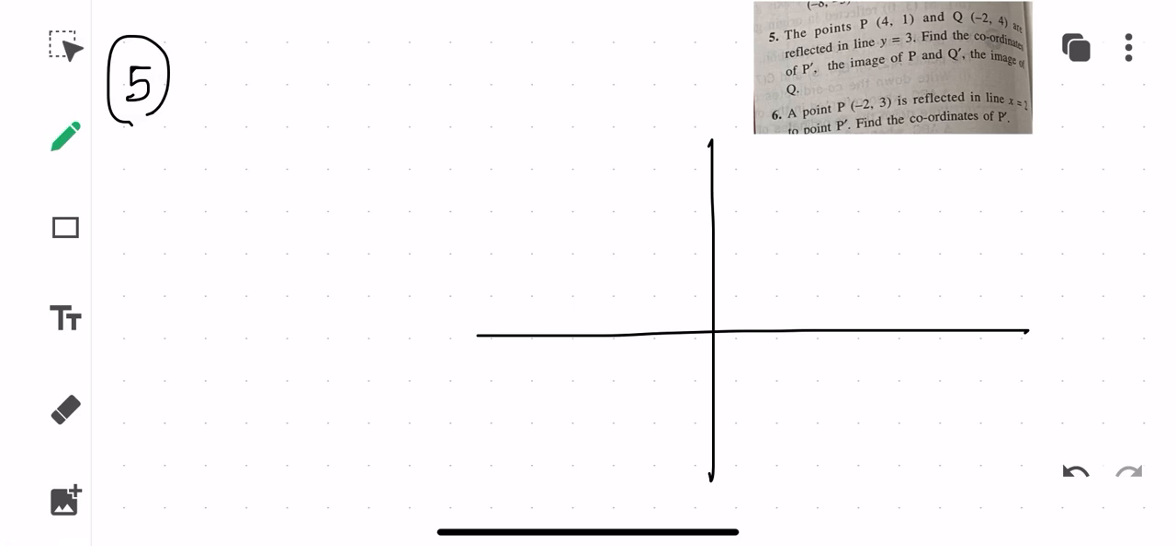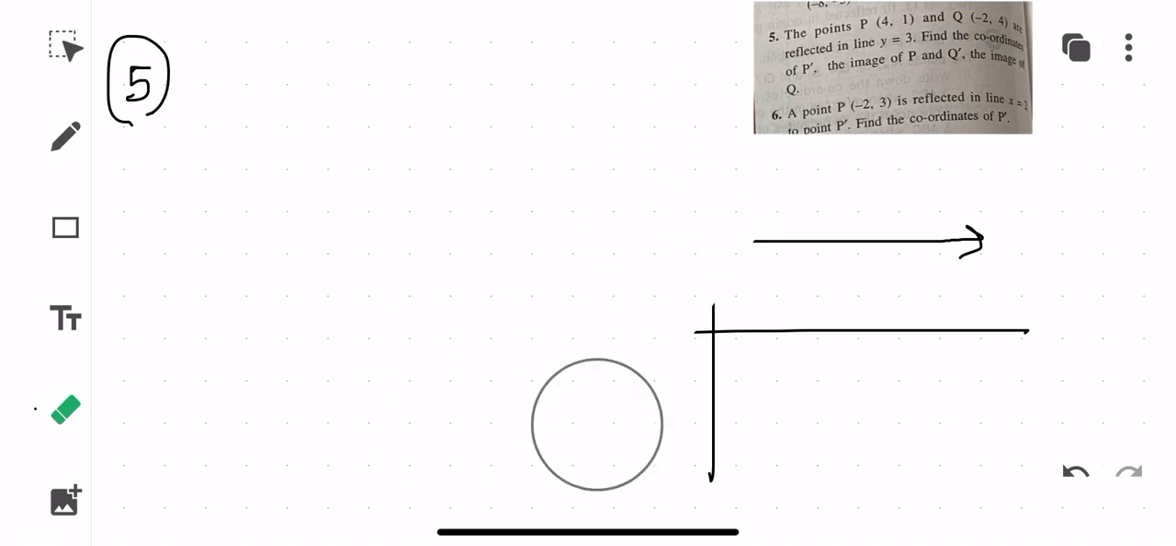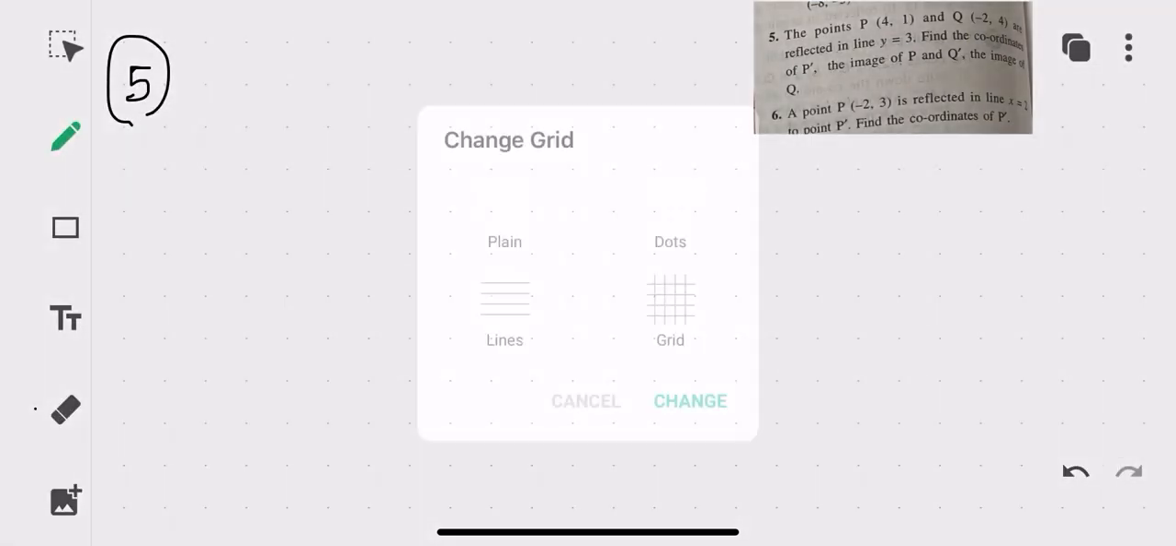See, question number 5. The points given are reflected in the line y is equal to 3. So how is it going to be, children? Suppose this is my graph. y is equal to 3 means what, children? It has to lie parallel to the x-axis. So this can be your line y is equal to 3. Or else, children, if I just want to change the grid and make it in the form of graph paper, you can just look into it.